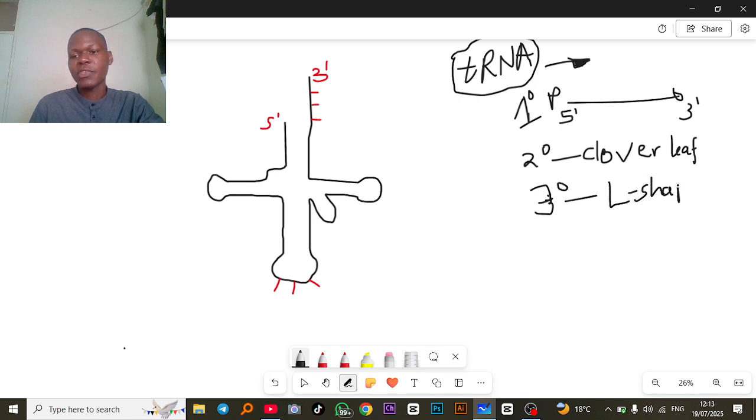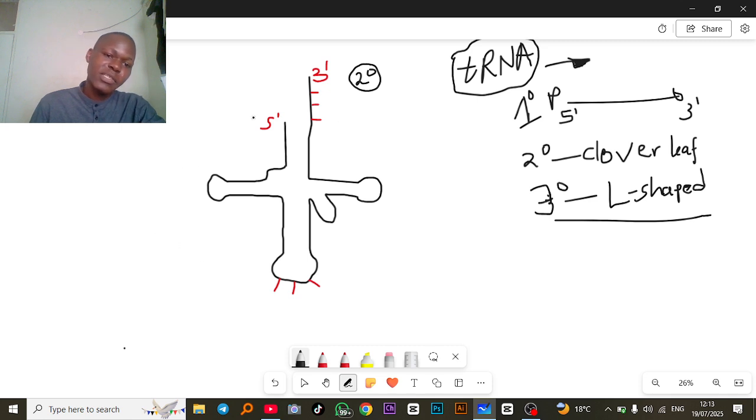So its primary structure, like any other protein sequence, is a single, straight chain. Secondary structure forms this clover leaf, what we are looking at. So this is its secondary structure, what we are looking at today. Then it can also go on to interact to form an L-shaped tertiary structure.